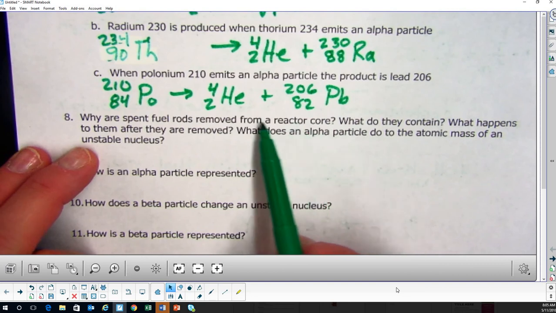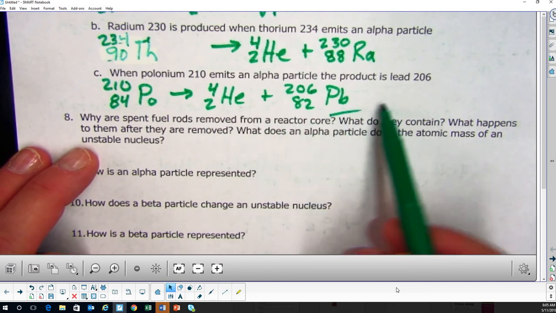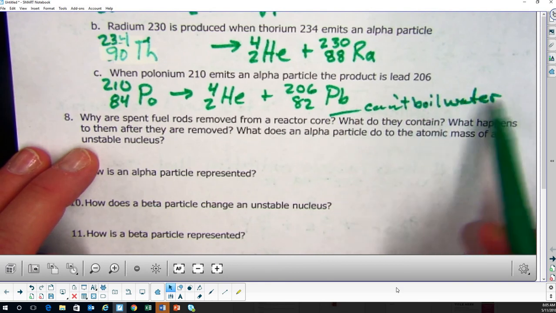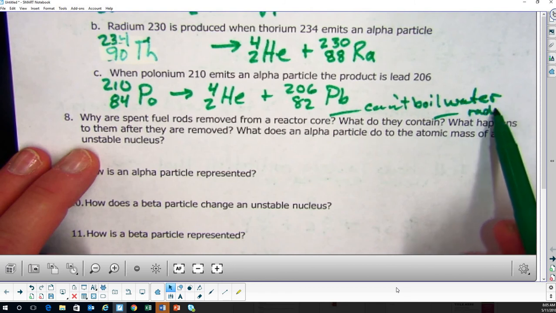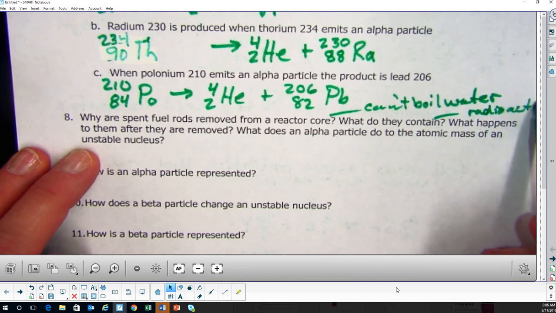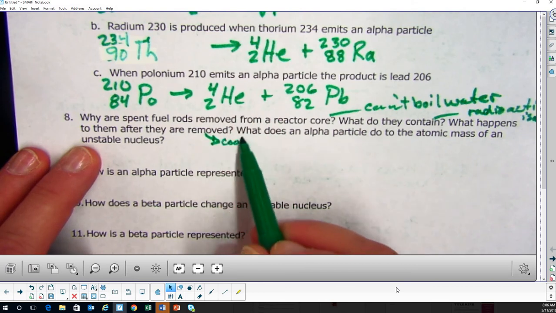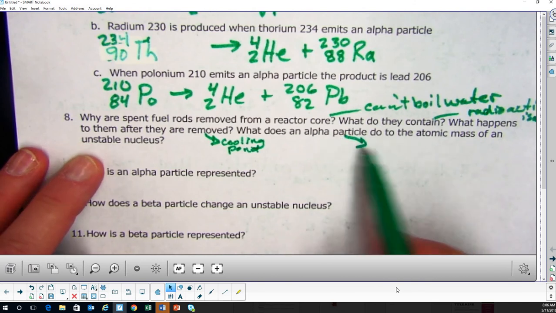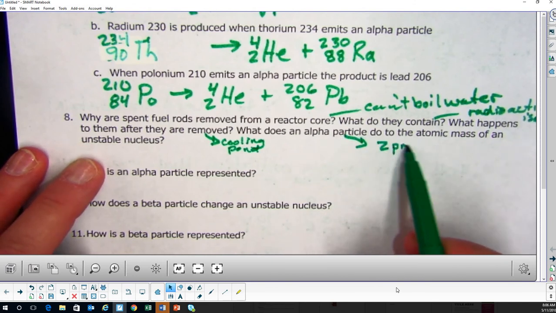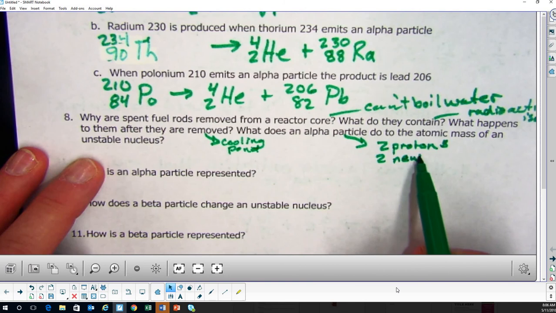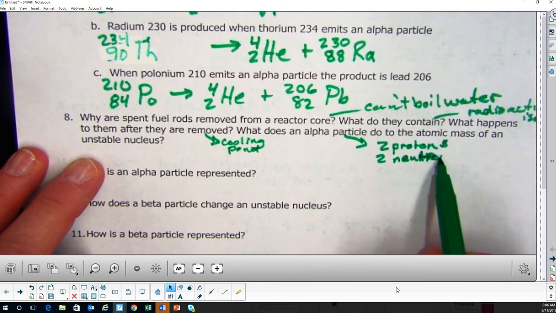Why are they removed? Because they can't boil water. What do they contain? Radioactive isotopes. Didn't give you a lot of room on this one, sorry. What do we do with them after they're removed? They're put in a cooling pond. What does the alpha particle do to the unstable nucleus? It takes 2 protons and 2 neutrons out. I cannot spell today, sorry.